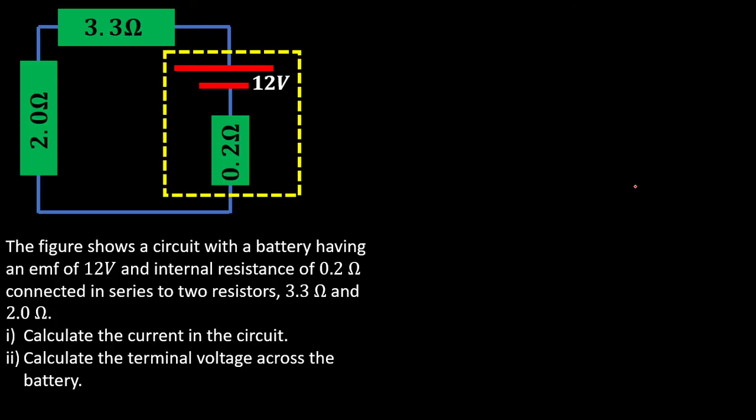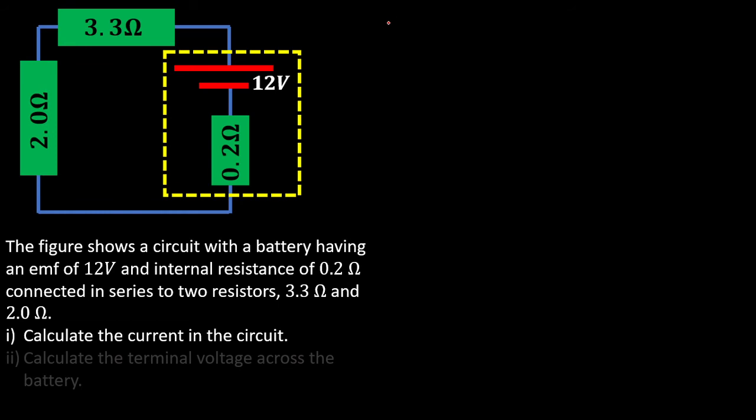Okay, so let's look at the next sub-question, 3C. The figure above shows a circuit with a battery having an EMF of 12 volts and internal resistance of 0.2 ohms connected in series to two resistors, 3.3 ohms and 2.0 ohms. So let's look at the first question. Calculate the current in the circuit.